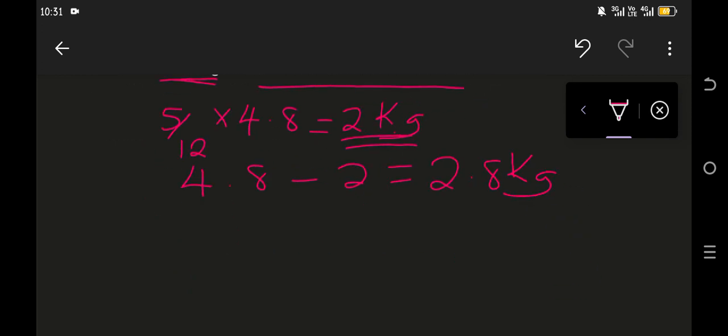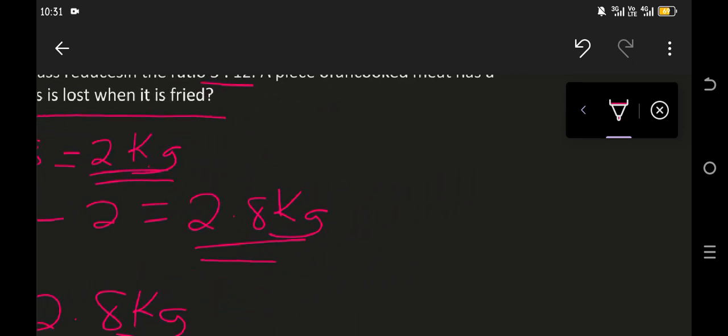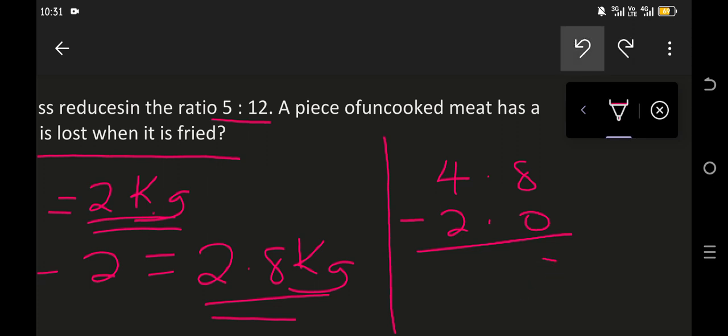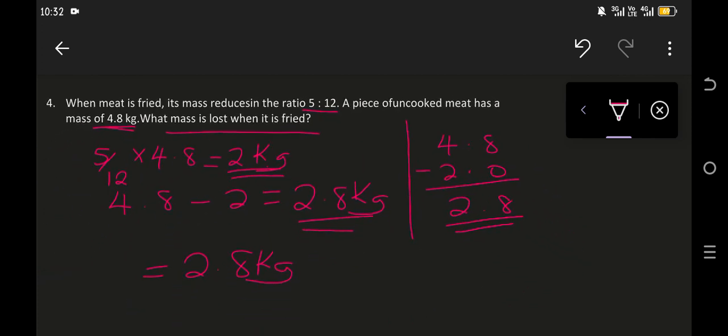So 2.8 kilograms is the mass lost when the meat was fried. If you do not know how to subtract decimal numbers and whole numbers, this is what we have here. That is 4.8 minus 2.0. For whole numbers, we can always add a decimal point and as many zeros as you need on the other side. So that we have 8 minus 0 is 8, and 4 minus 2 is 2. So we have 2.8.